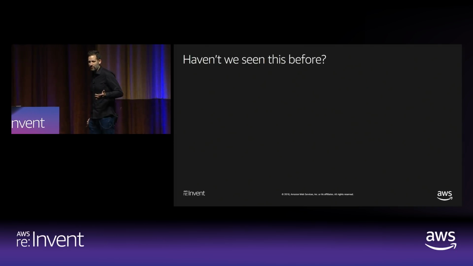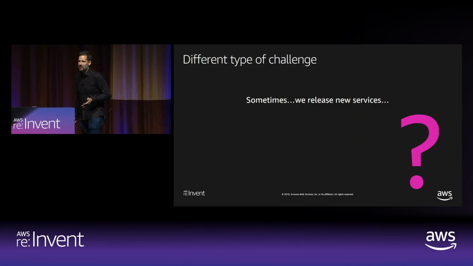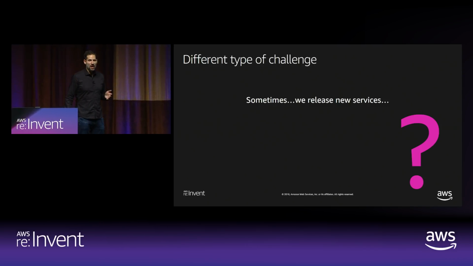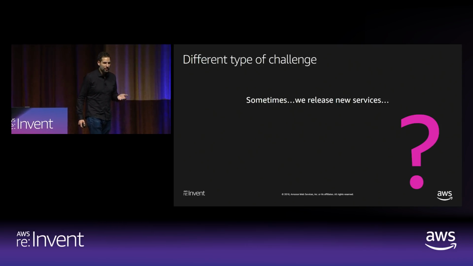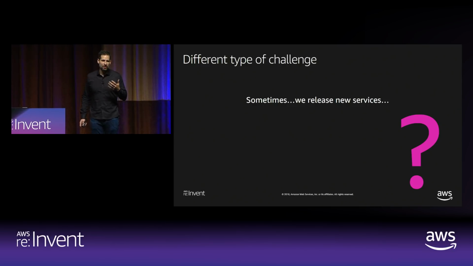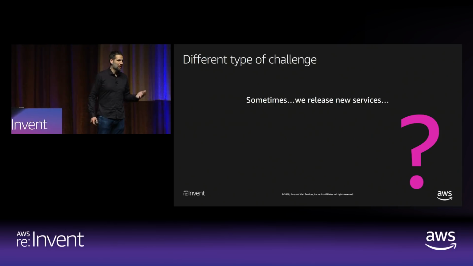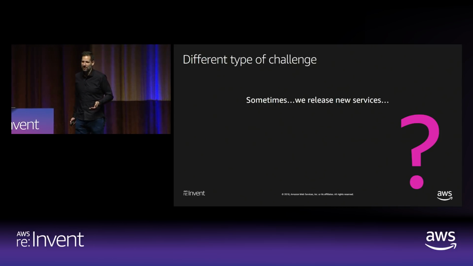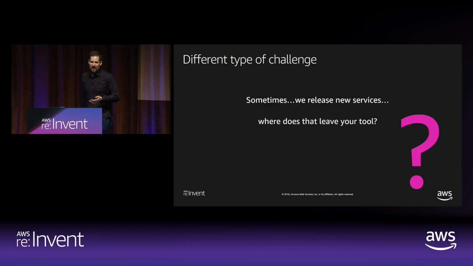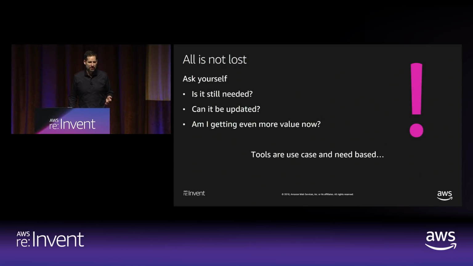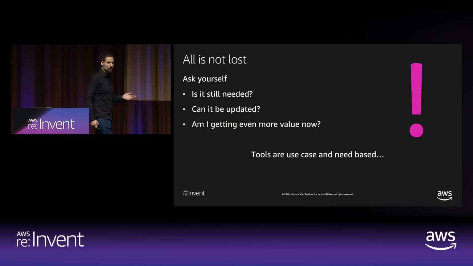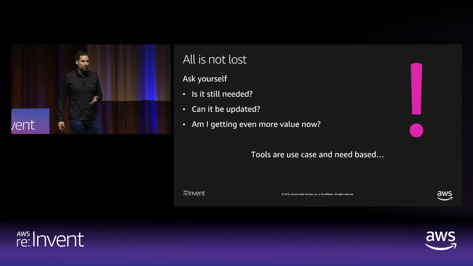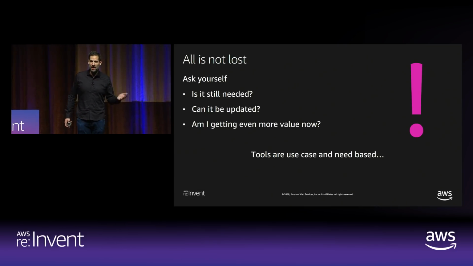And as you said, haven't we seen this before? Yes. The thing is, though, that that's always going to happen with your tools. You're going to create a tool that somehow might be obsolete, might need updates, or what happens. Because sometimes we do release services now and then, and you need to understand what to do with it. So you can, for example, ask: do you still need that tool? Can it be updated? Am I getting more value from it now with the added services?